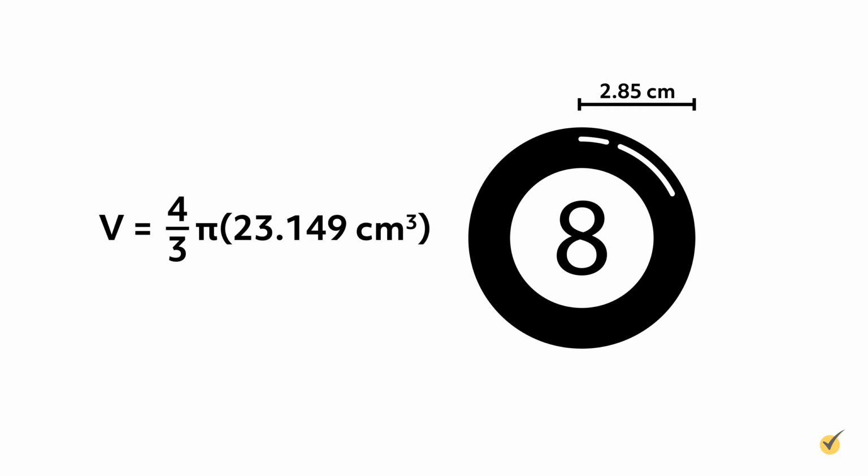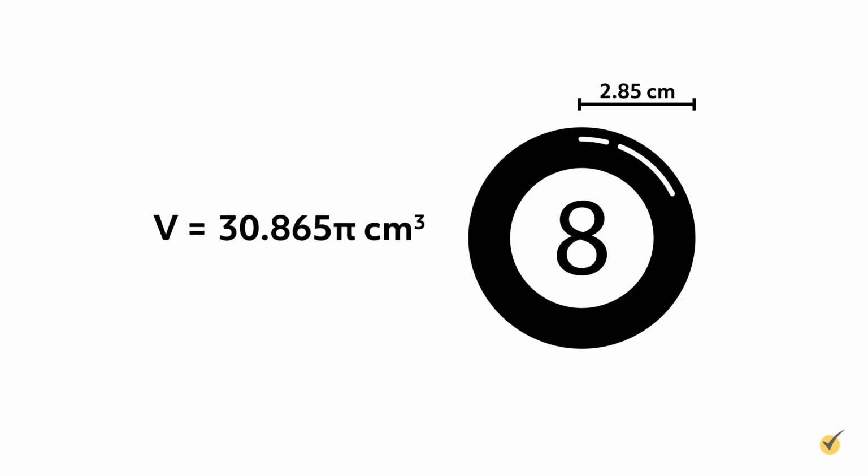V is equal to 4/3 times pi times 23.149 centimeters cubed, which is equal to 30.865 times pi centimeters cubed. Leaving our answer in terms of pi keeps our volume exact. When we multiply by pi, we're getting an approximate value, though a very, very close approximation. So our volume is approximately 96.965 centimeters cubed. So our answer is a little bit less than 100 cubic centimeters.